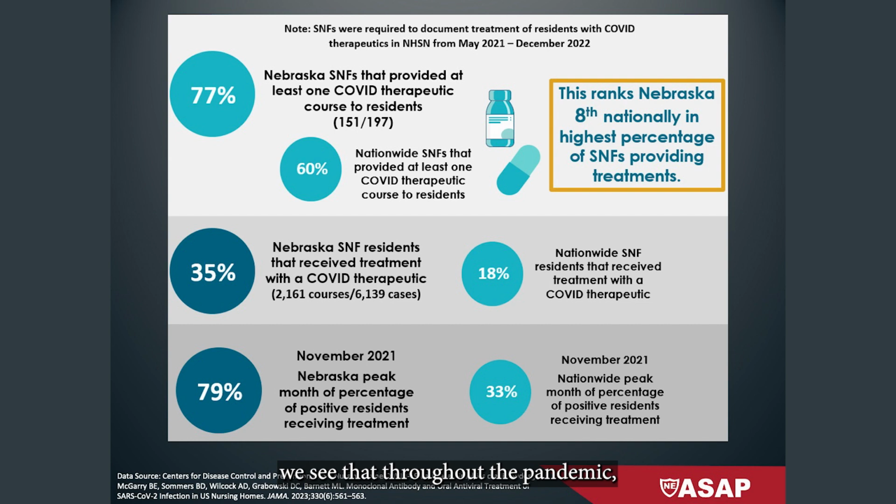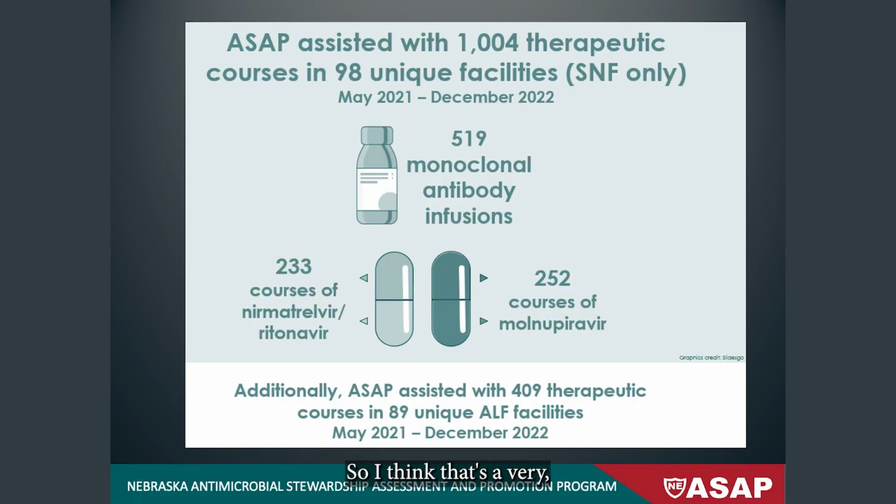And then also we see that throughout the pandemic, our average percent of residents that got treated was 35%. The peak nationally was 33%. So we did better every single month through this whole time in getting treatments to our residents in Nebraska than the country did at their highest, best month ever. So I think that's a very, very good success story, I guess. So during that specific short time frame, ASAP helped deliver over 1,400 therapeutics to residents in our states and hopefully kept a lot of our long-term care residents in Nebraska out of the hospital and also prevented hopefully some mortalities.